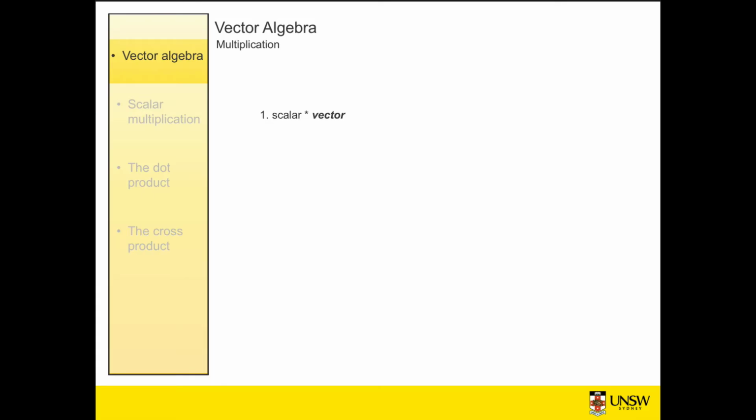The first of those is the multiplication of a vector by a scalar, so by a number. That gives us a vector, and that is called scalar multiplication. The second type is when we multiply 2 vectors together and we get a scalar. And this is known as the dot product because it's always written using a dot, or also as the scalar product because the result is a scalar.